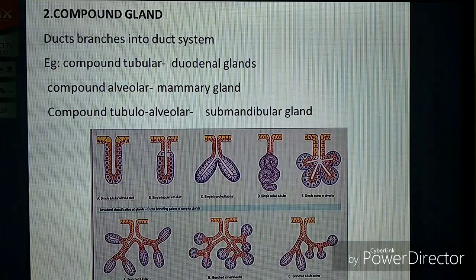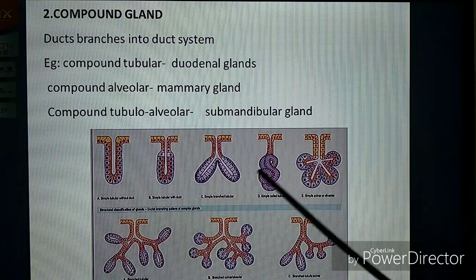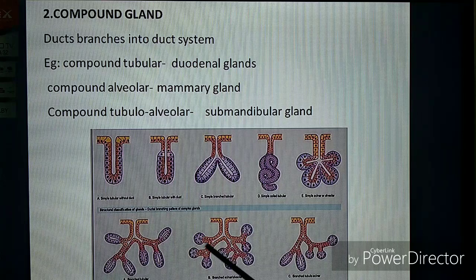The next variety is compound gland. All these lower pictures are showing the compound glands. If you focus on the duct area, we can see tiny smaller ducts joining to form the larger ducts. So here we can appreciate a branching pattern of the duct. Such glands we call compound glands because the duct system is branching in appearance. And again, if you consider the secretory portion or the glandular tissue, we have compound tubular, where the duct pattern is branching and also the secretory portion is tubular in appearance.